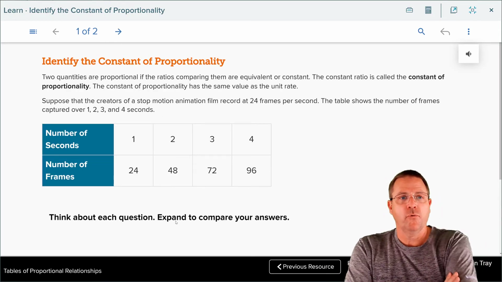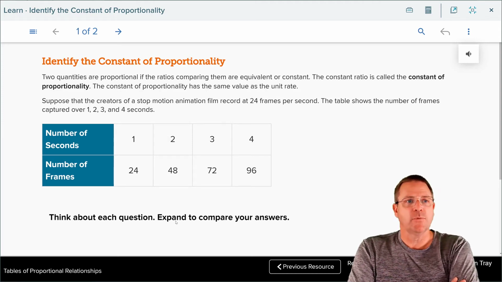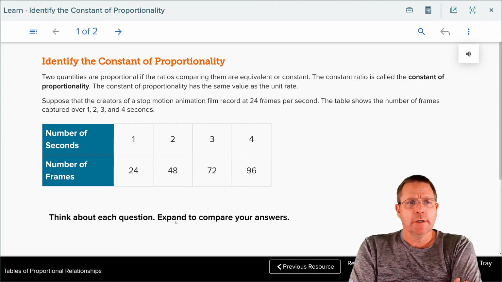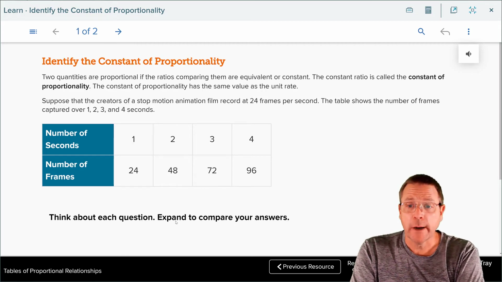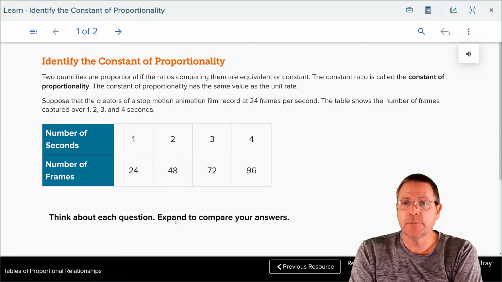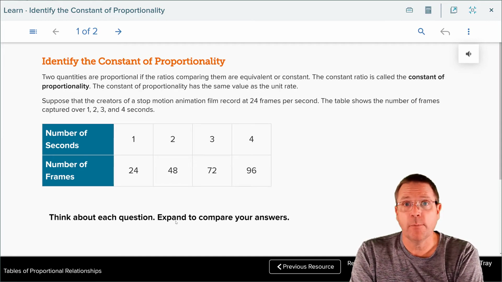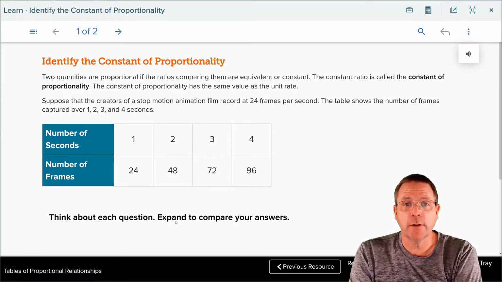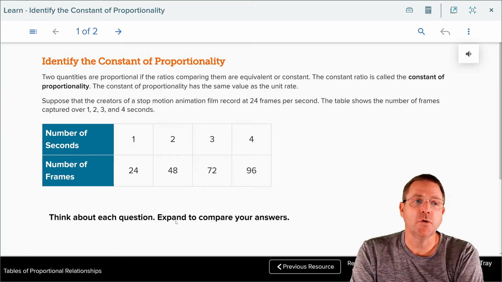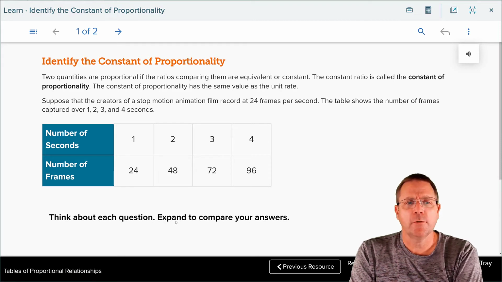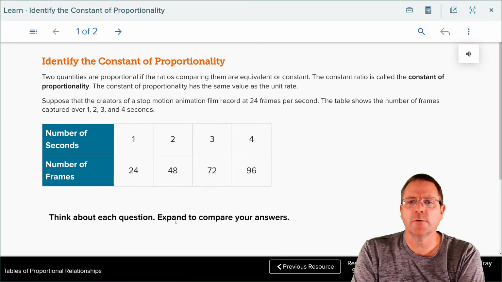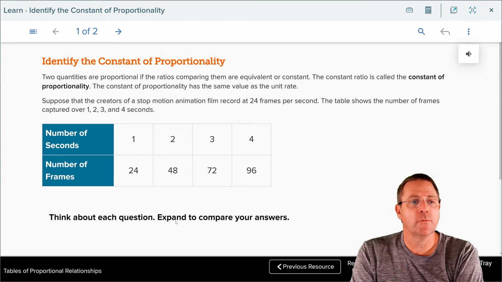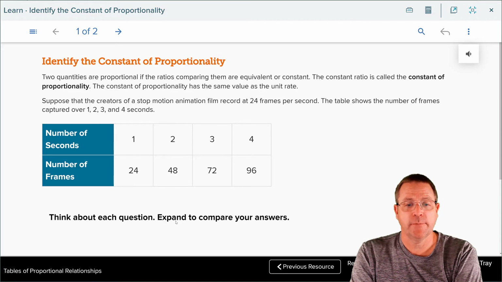Now we're bringing in a brand new vocabulary term, constant of proportionality. Two quantities are proportional if the ratios comparing them are equivalent or constant. That constant ratio is called the constant of proportionality. The constant of proportionality is the same value as the unit rate. Suppose that the creators of the stop motion animation field created 24 frames per second. The table shows the number of frames captured over 1, 2, 3, and 4 seconds.